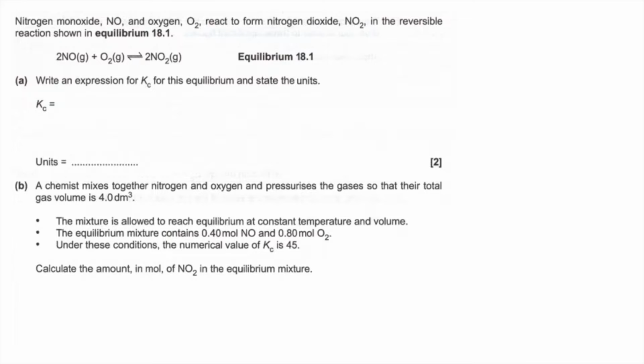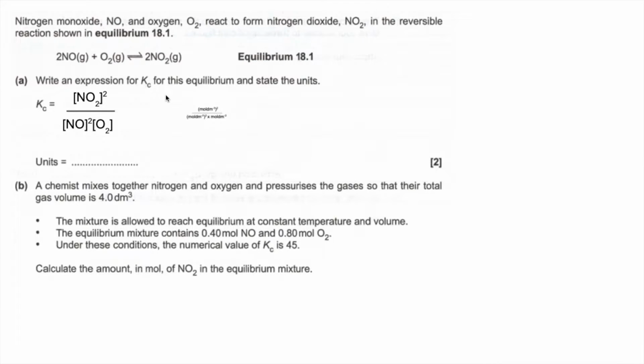Okay, so part A, we've got to write an expression for Kc for the equilibrium and state the units. So for this expression, we've got [NO2] squared on the top divided by [NO] squared multiplied by [O2].